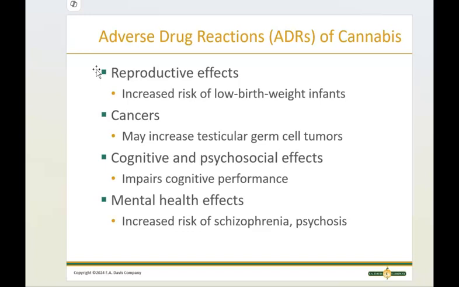There can be, for certain, adverse drug reactions and adverse effects of cannabis. And this is where it gets really tough to argue that these are going to be miracle treatments, right? Because they do have these adverse effects and they're not nothing. So one of the first ones is its reproductive effects.